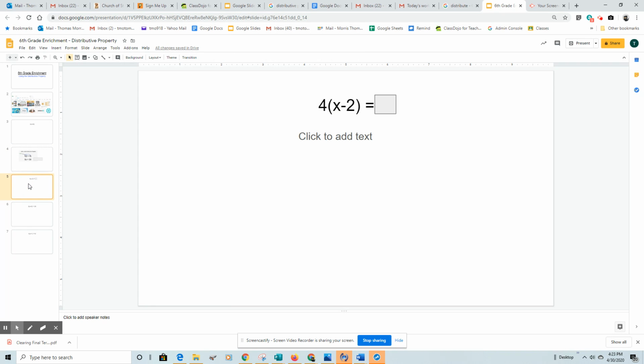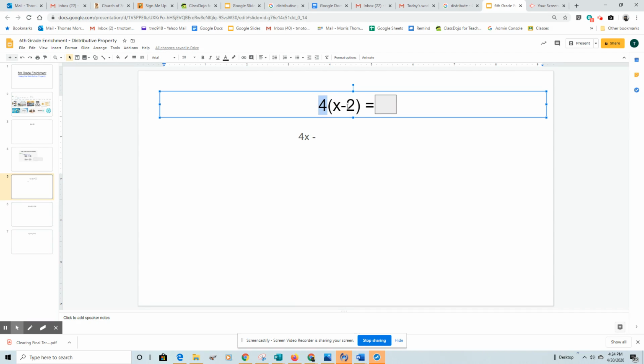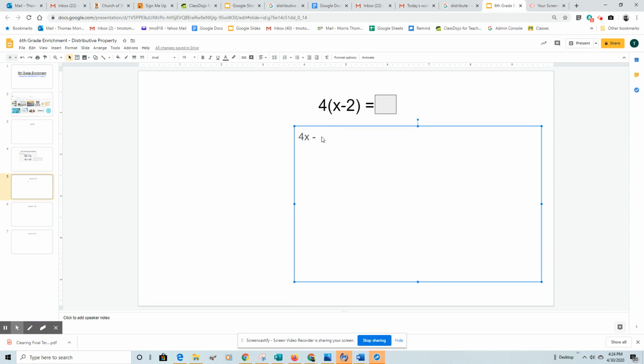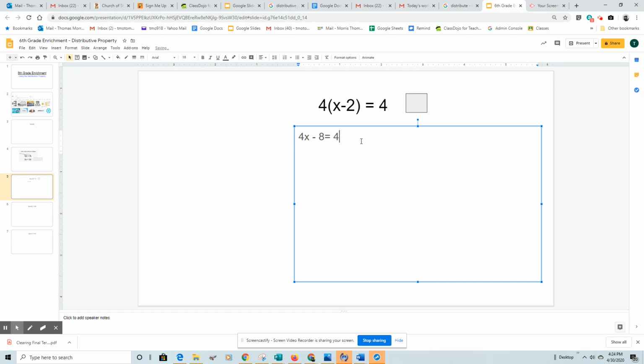All right, so now you're going to distribute, and then you're going to find an answer. I have an answer behind here, but I want you guys to practice this first, and then we'll solve for x. All right, so what am I going to do first? I'm going to do my number times my inside, 4 times x, which is 4x. I'm going to keep my symbol the same. And now what is the second part? It's 4 times the outside number, which is 8. And now I'm going to put my equal sign. And what's behind my equal sign? I have a 4.